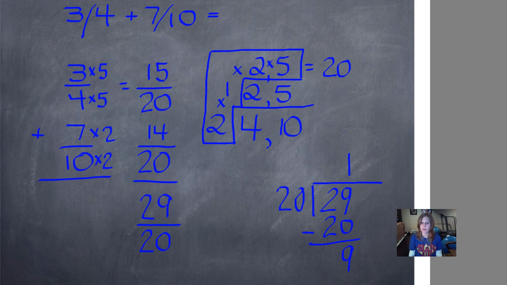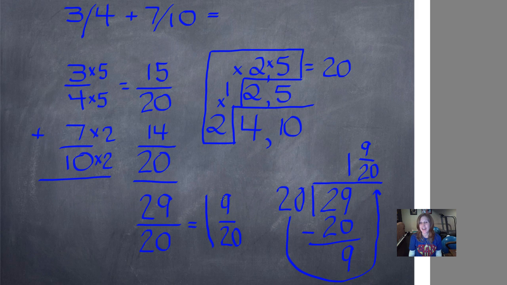And remember, when we're converting to a mixed number from an improper fraction, the remainder is our new numerator, and our denominator stays the same. It just comes right around here and stays the same. So 1 and 9/20.